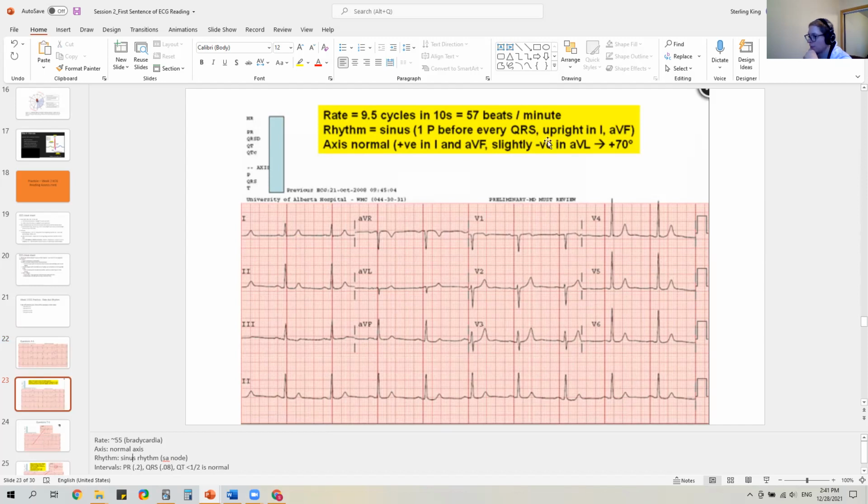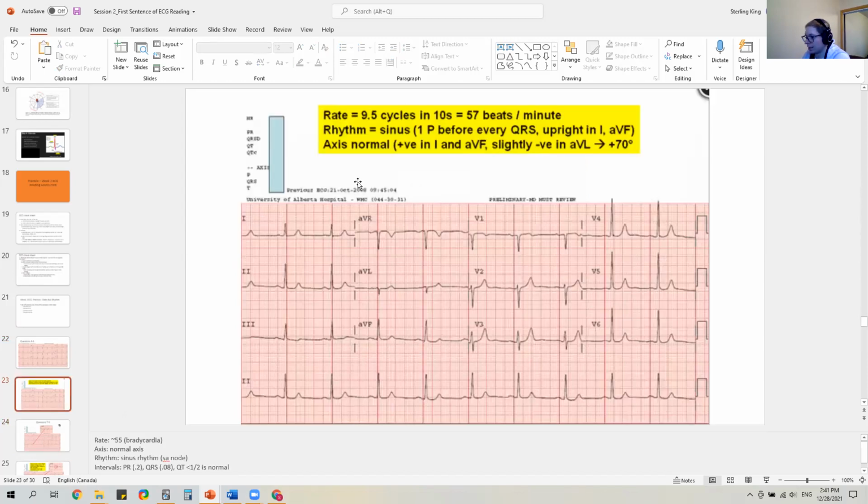rhythm, sinus rhythm, and then upright in 1 and aVF. So that means the axis is normal. So we got normal axis, yeah, bingo. And then I did intervals, but it doesn't look like they asked for intervals here. But if you want to practice, you could do that too.